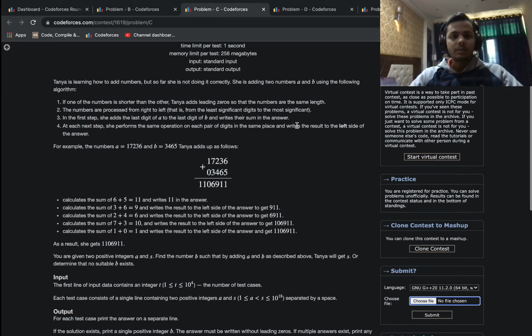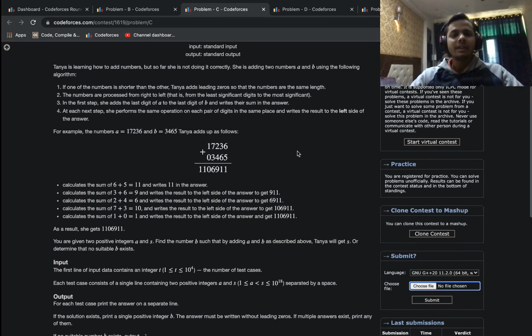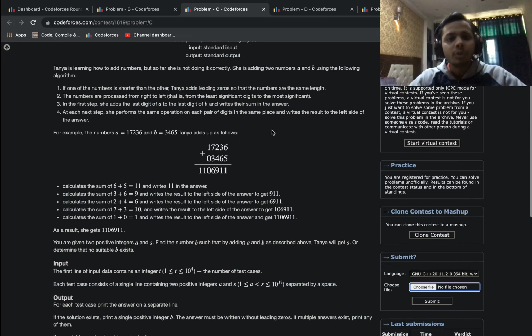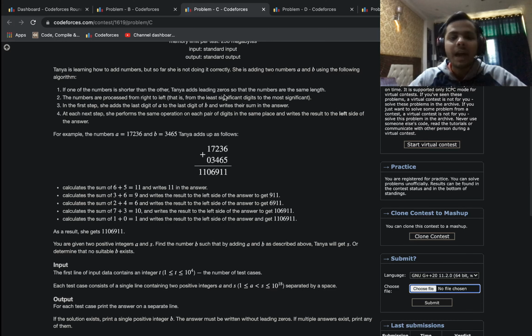Alright, so again, this problem is not very difficult to think about, but the difficult part here is to actually implement it. Let's see what's happening here. We have an algorithm for addition of two numbers, and obviously this algorithm is not mathematically correct, but let's see what the algorithm is.